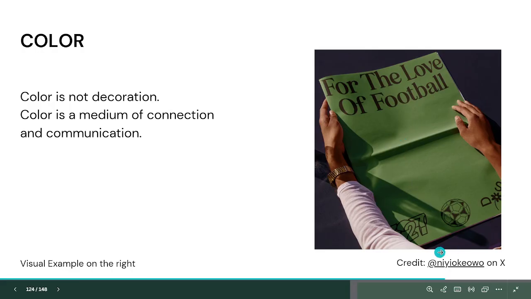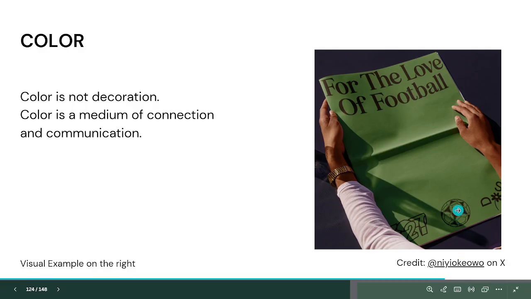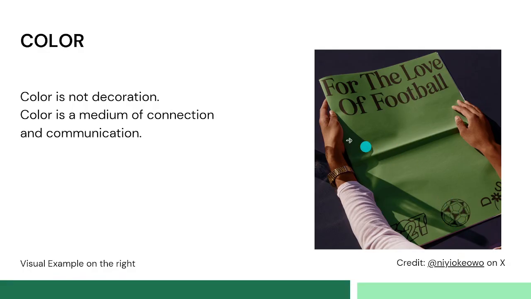The credit here goes to Niyo Kewu on X. It says here, for the love of football. And looking at this, green is like a literal representation of the field, the football pitch, which is mostly green in most cases. And there's also a ball icon here at the down section of the design. So color is being used here to communicate the love of football. So anybody that is very interested in football, when they see this kind of design, for example, they can easily connect to it. And this is because of the right application of color, which was applied by the designer.